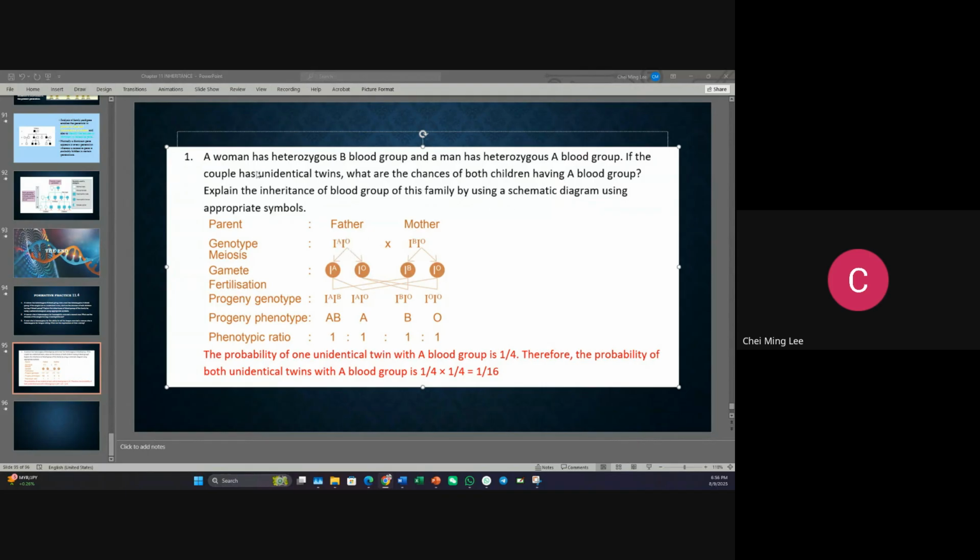IAIO. The woman is heterozygous B, IBIO. With this, they create two kinds of gametes each, IA and IO, IB and IO. Crossing them, they will get progeny genotypes of IAIB, IAIO, IBIO, IOIO. So you will get one AB, one A, one B, one O. So the probability of one twin with A blood group will be 25% or 1 over 4. Therefore, the probability of both identical twins with A will be 1 over 4 times 1 over 4, which is 1 over 16.